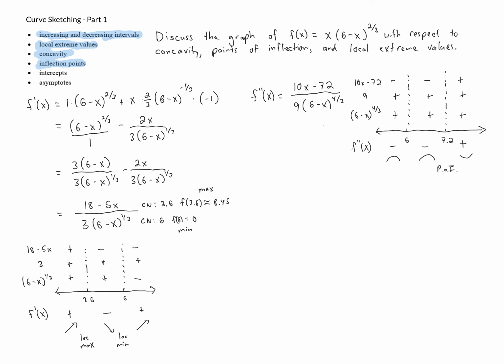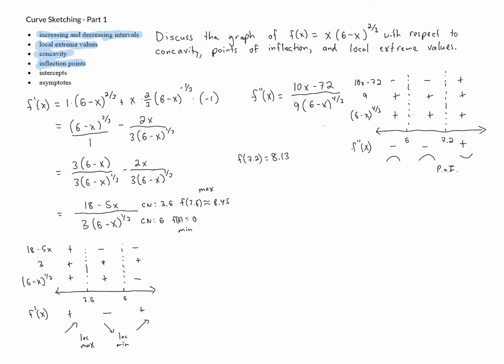Now, we already know that the function is equal to 0 when x is 6. We've already calculated that. We have not yet calculated the function value at 7.2. We should do that because it's an important point on our graph. It's a point of inflection. So we will use a calculator for that as well. F of 7.2 is equal to 8.13.